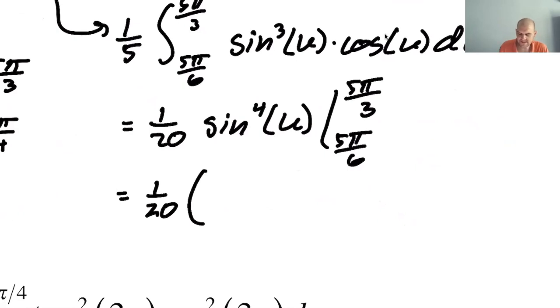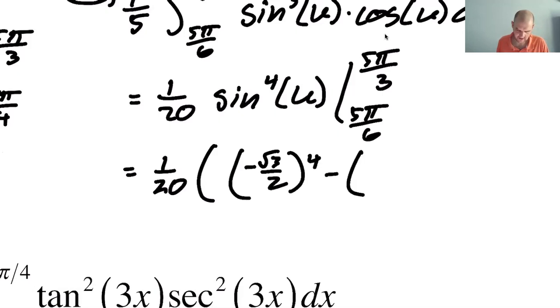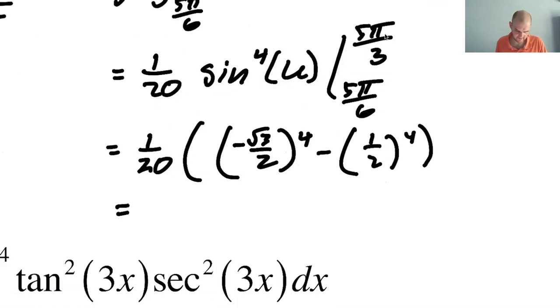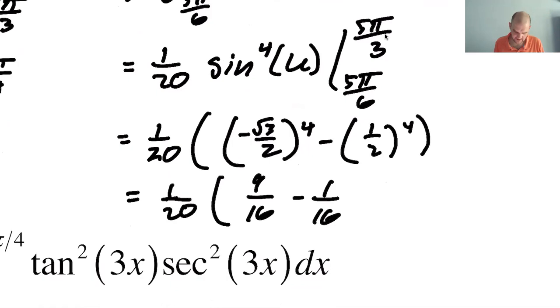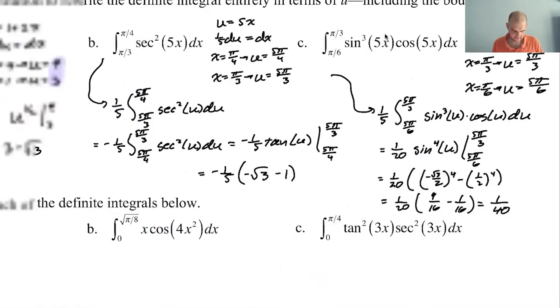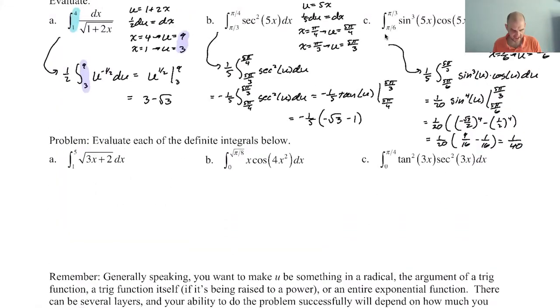1/20th. All right, what is the sine of 5 pi over 3? Sine of 5 pi over 3 is negative root 3 over 2, but to the 4th. So this is a great problem. Root 3 over 2 to the 4th minus the sine of 5 pi over 6, which is 1/2 to the 4th. I'm going to check this one because I don't know. 1 over 20, and then root 3 to the 4th is 3 squared, which is 9 over 16, minus 1 over 16. Okay, so that's 8 over 16, that's 1/2. Just 1 over 40, maybe? That'll be nice. Okay, so let's check these.